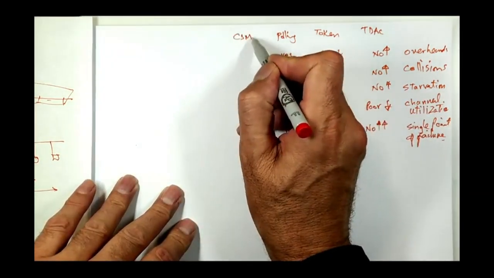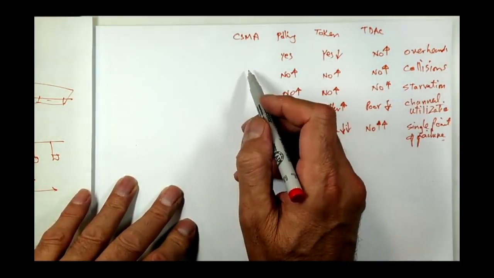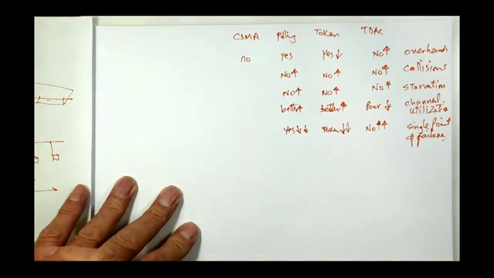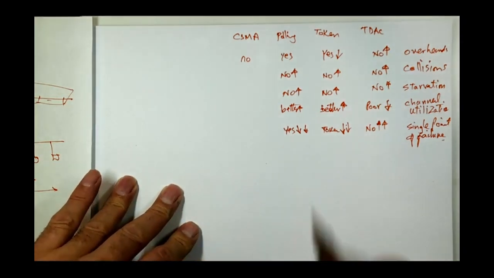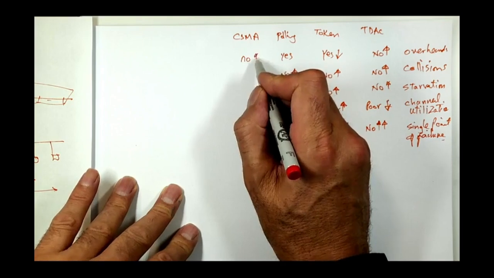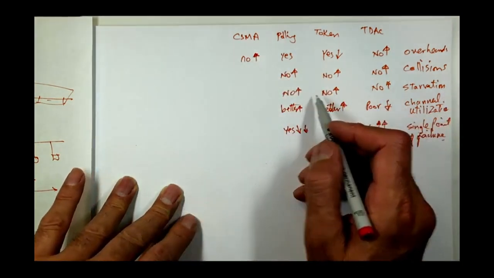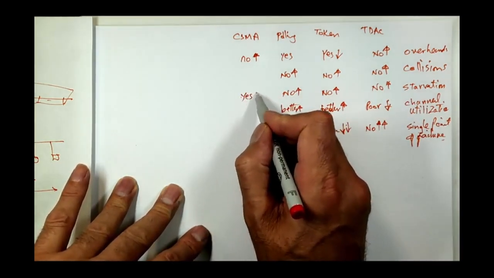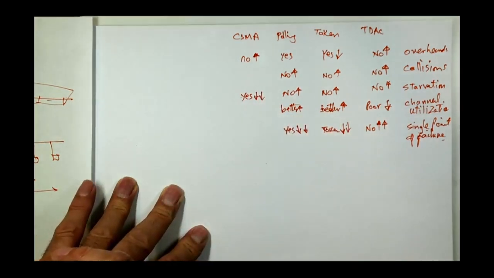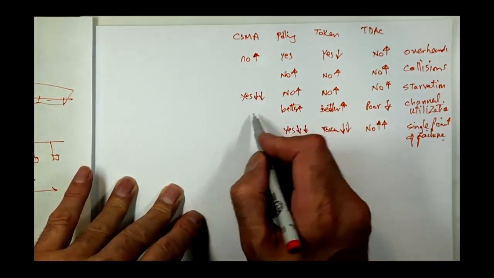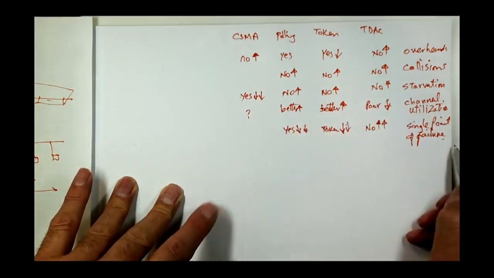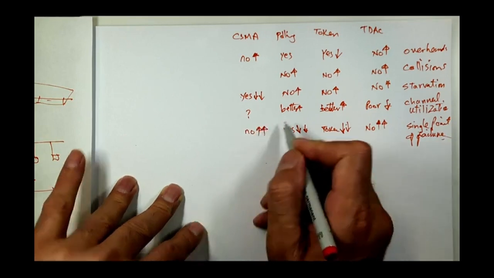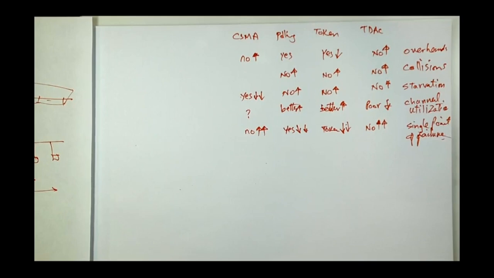So CSMA, does it have overhead? No, almost no, very little. No overhead, because you just listen. If it's free, transmit. There's no problem, so it's an advantage. Let's go with starvation. Is it possible to have starvation? Yes, that's a big problem. Channel utilization, it's reasonably good. We'll see. Single point of failure? No single point of failure. That's another good point. There's no token, there's no master machine.